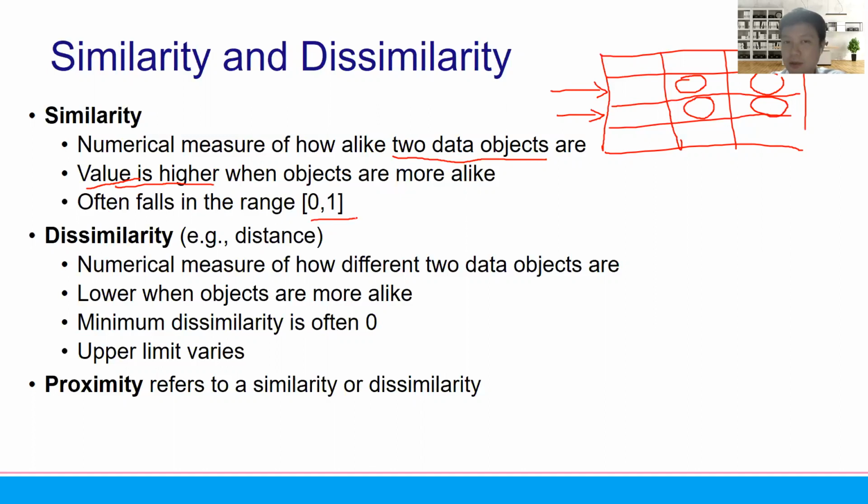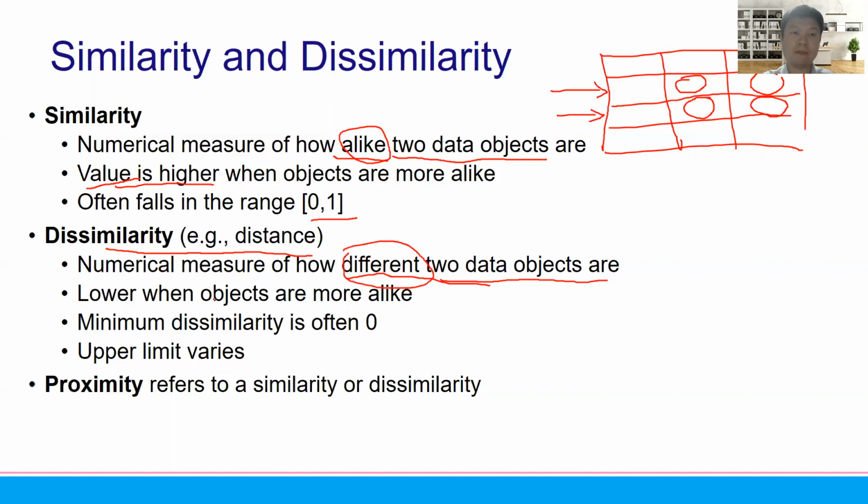What about the dissimilarity? The dissimilarity has another name, which is distance. It is a numerical measure of how different two data objects are. So the goals are different. If we want to use the similarity, we want to know how alike two data objects are. If we want to see the distance, we want to see how different two data objects are. So the keyword here is how alike, and here how different.